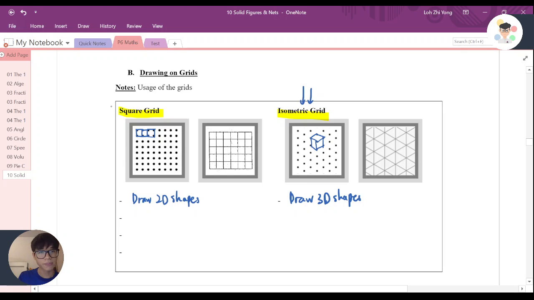Now, let's come back to square grid. Square grid is also good, or mainly you'll be seeing square grid in lines of symmetry. Okay, symmetry. Because a square grid has two different types, either it's a dot or a line.